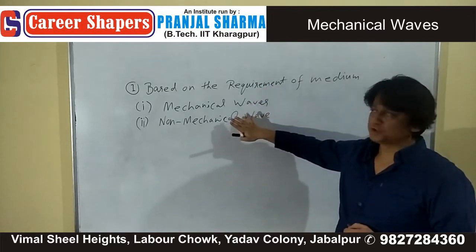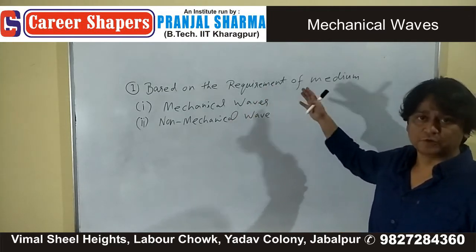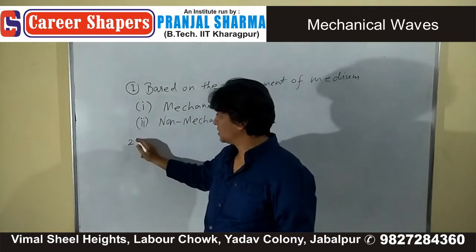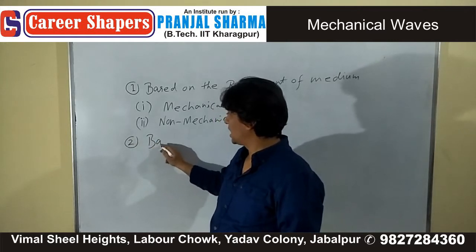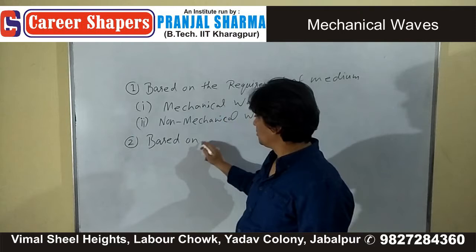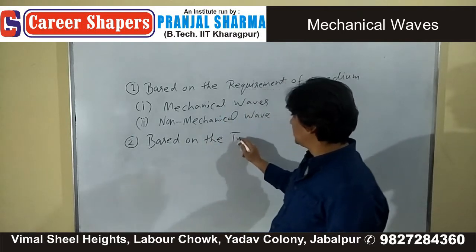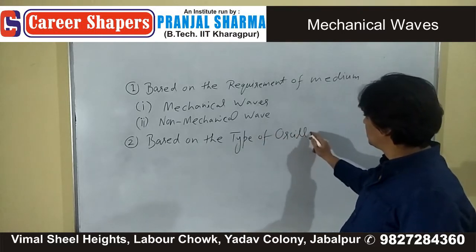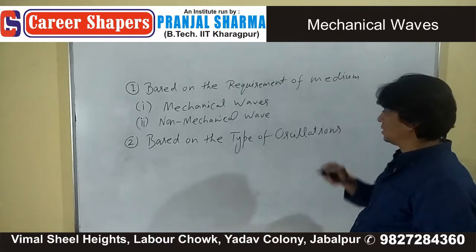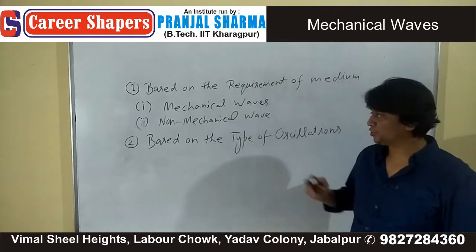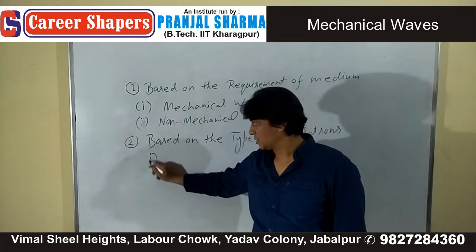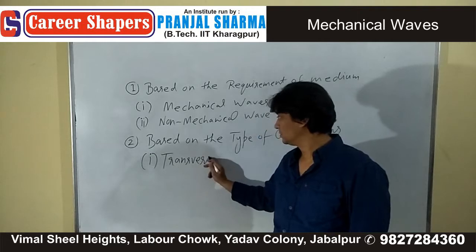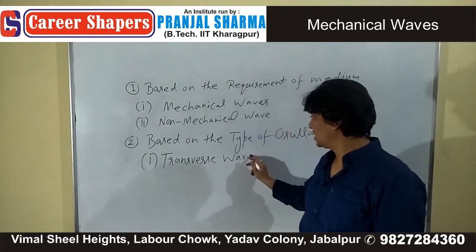Now this was the classification which is based on the requirement of medium. If you need a medium or you don't need a medium. The second classification is based on the type of oscillations. Now, type of oscillation means we get transverse waves. Now, what are transverse waves?